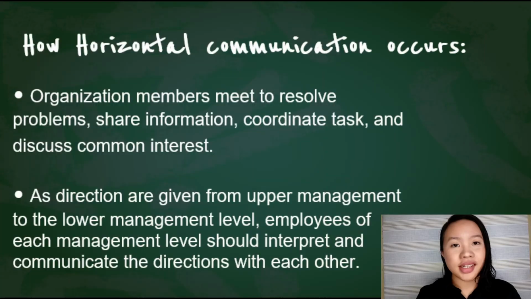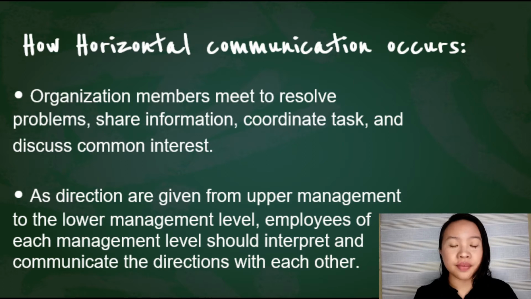How horizontal communication occurs. This type of communication flow usually occurs when members of an organization meet together to resolve problems, share information, coordinate tasks, and also to discuss common interests. As directions are given from the upper management to the lower management, employees of each management level should interpret and communicate the directions with each other.